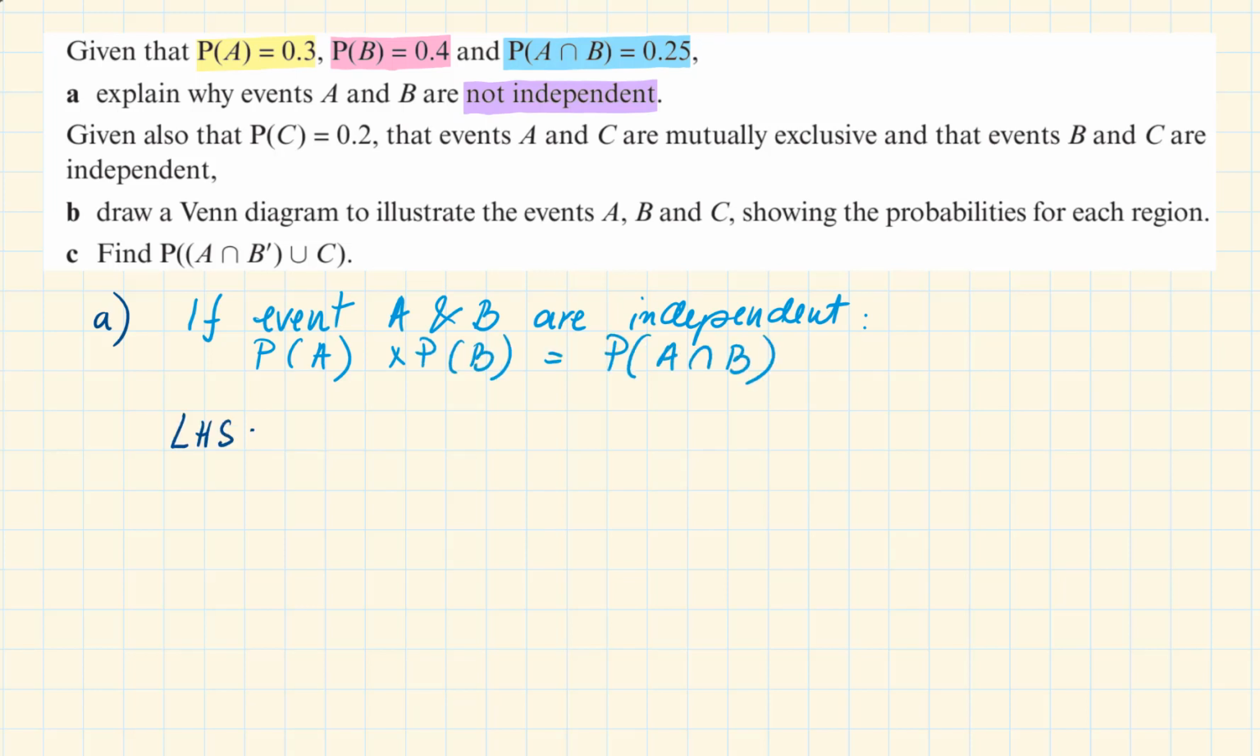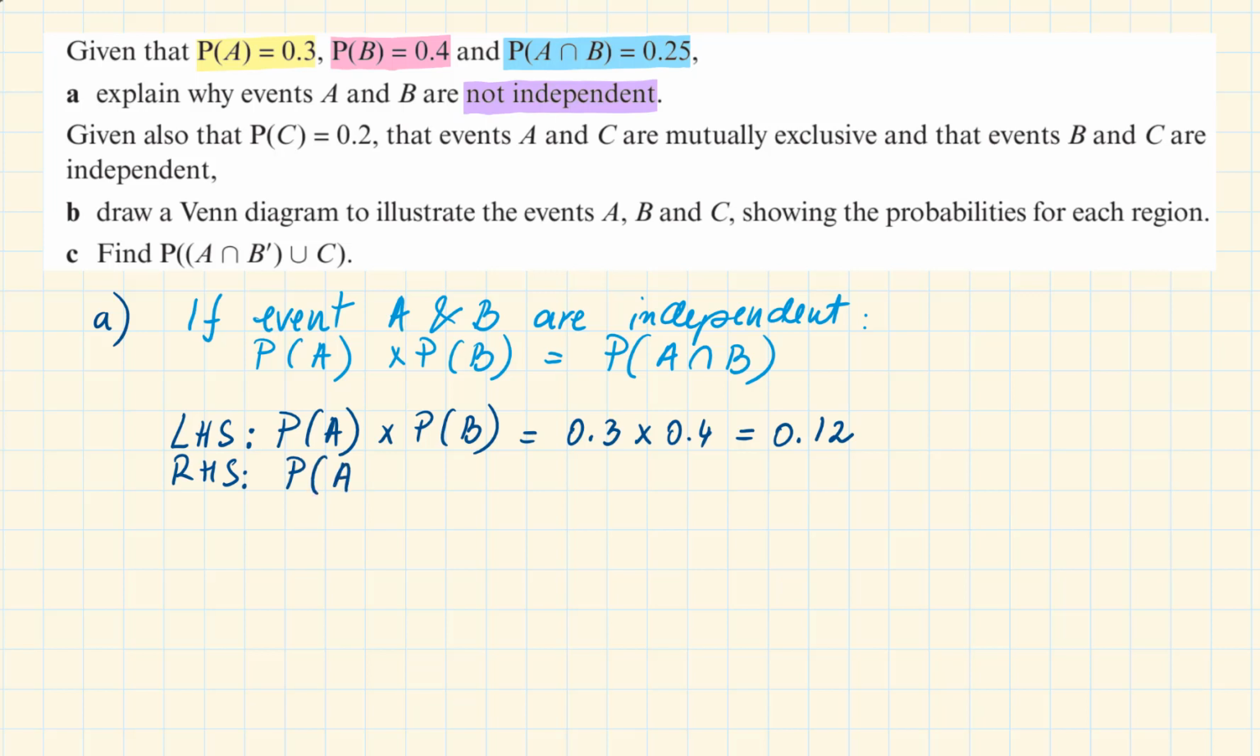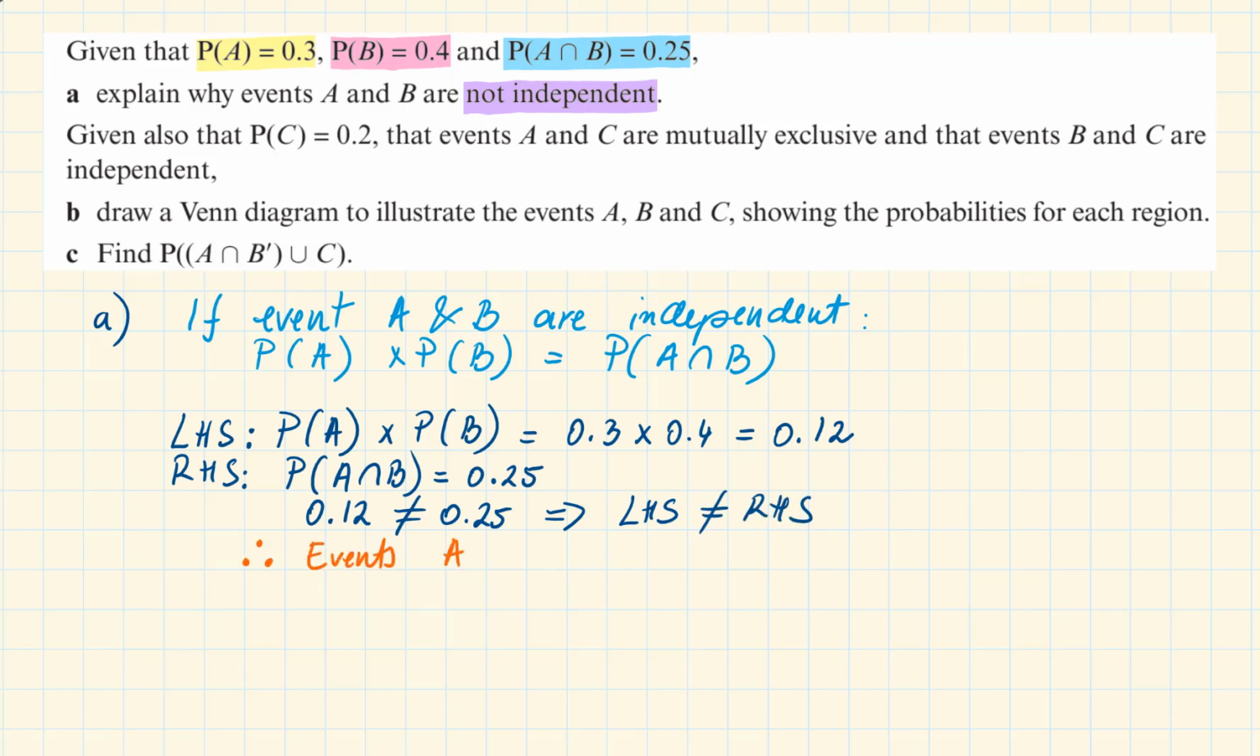Starting with the left-hand side, probability of A times probability of B is equal to 0.3 times 0.4 equals 0.12. Comparing this with the right-hand side, probability of A intersection B is 0.25. And we can see that the left-hand side is not equal to the right-hand side, therefore the events A and B are not independent.